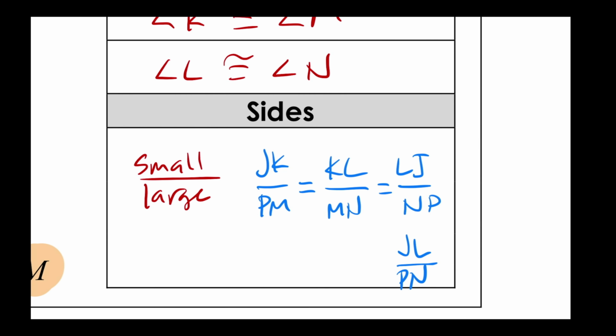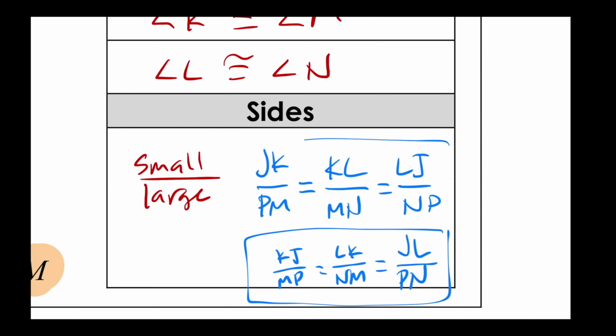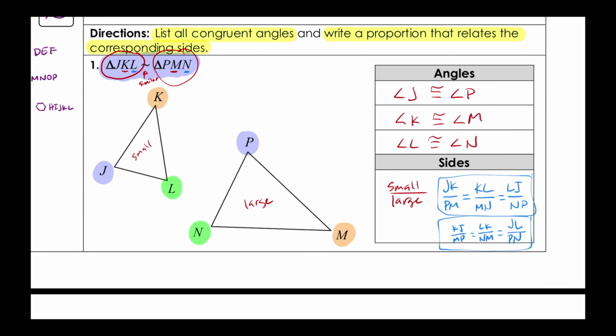Yeah, you could have also said LK over NM. You could have also said KJ over MP. As long as you stay in the same order, as long as you stay with corresponding stuff. The J and the P are corresponding. The K and the M are corresponding. So that's a great question. Yes, you could have gone the other way.